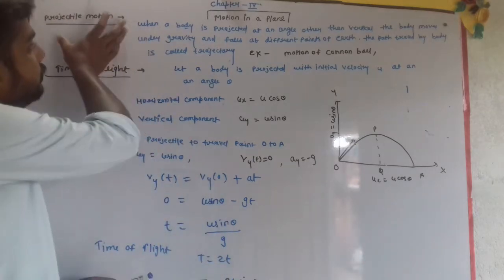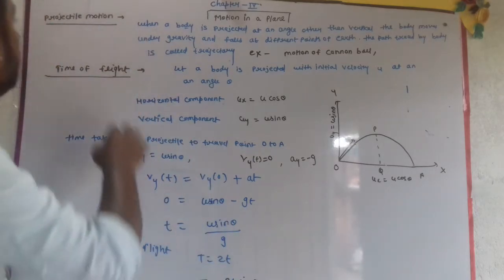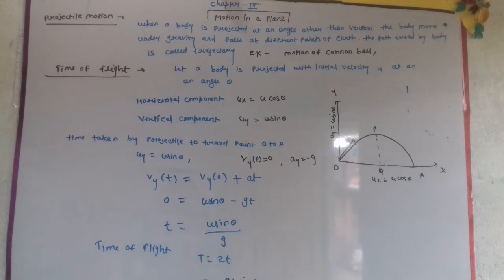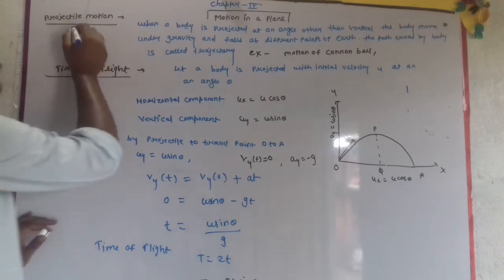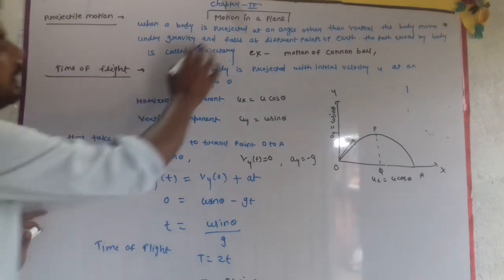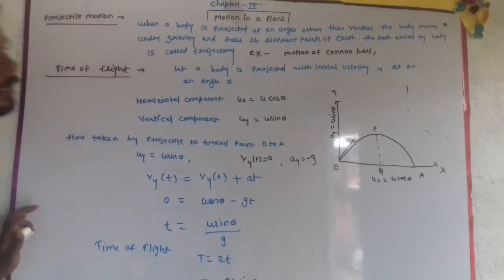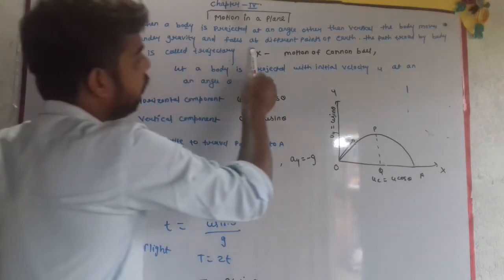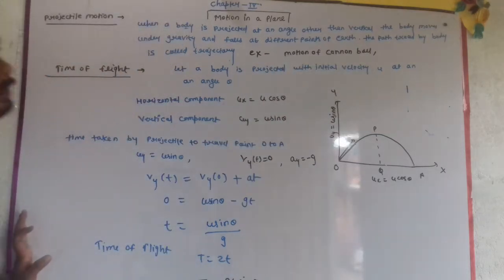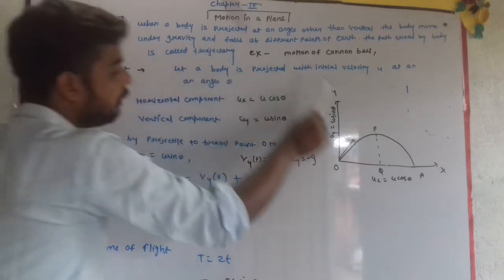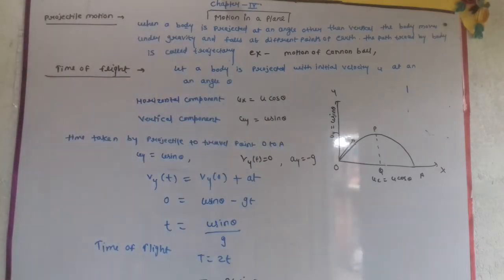Now we are going to study projectile motion. What is projectile motion? When a body is projected at an angle other than vertical, the body moves under gravity and falls at a different point of the earth. The path traced by the body is called the trajectory and the motion is called projectile motion.